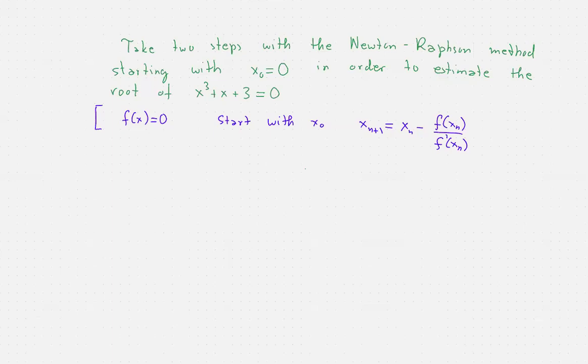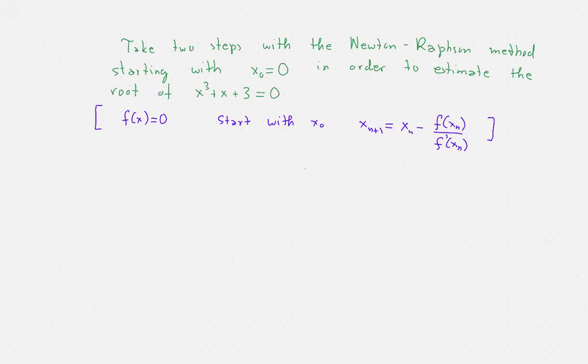In our case, we have a very simple application because this particular function has just one root. As we can see, it's an increasing function. Its derivative is 3x squared plus 1. It's always positive. It's an increasing function. By the intermediate value theorem, it has a root. So we're going to just go towards that root by using the Newton Raphson method.